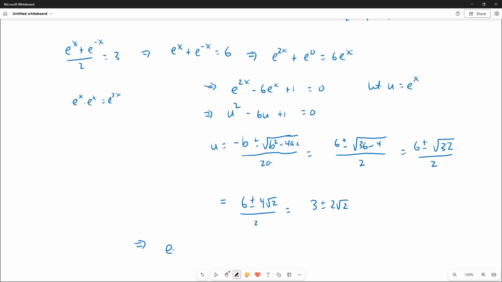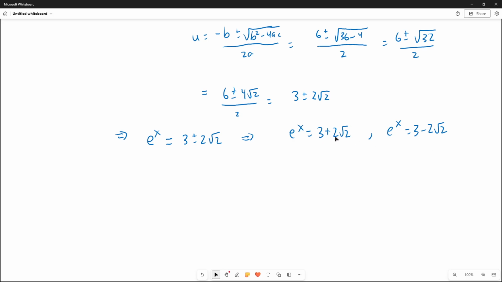And that's important because these were values of u, which is e to the x, and e to the x can only be positive. So if we're going to have a solution, then this number on the right side has to be positive. So we have e to the x equals 3 plus 2 root 2, and we have e to the x equals 3 minus 2 root 2. Both of these equations have a solution because they're both positive numbers. The range of the e to the x function is all positive numbers.